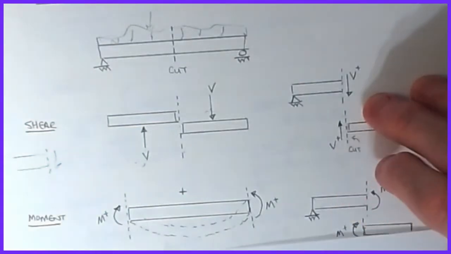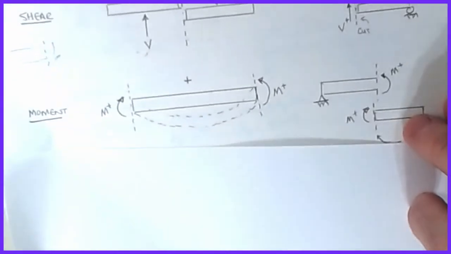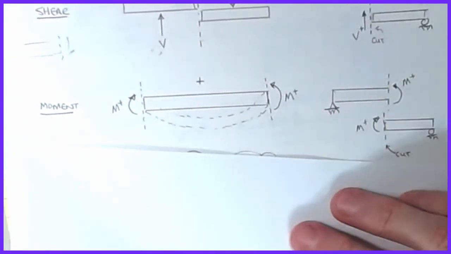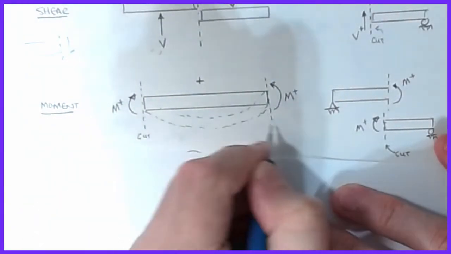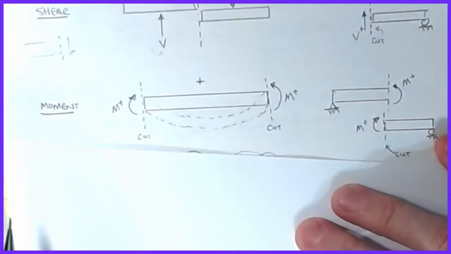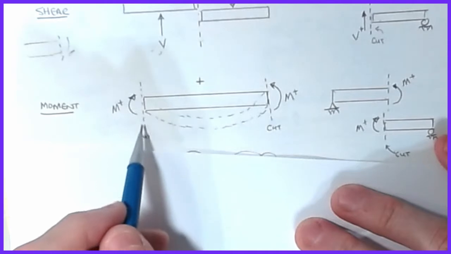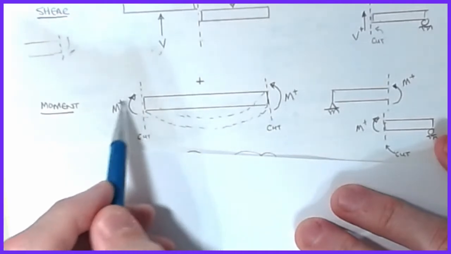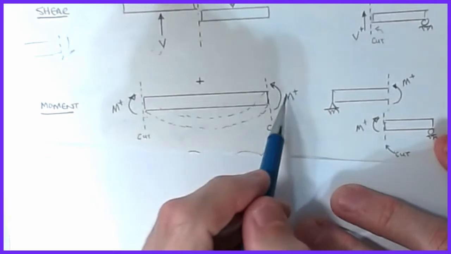The next one we can talk about is our moment, and this one's pretty easy to remember. All we're going to do is picture a beam, and I'm going to put a cut line on the left end of the beam and a cut line on the right. You can start to see where we're headed with this. If I'm putting my arrow to the left of the cut, clockwise is positive for moment. If I put it to the right of the cut, counterclockwise is positive for moment.